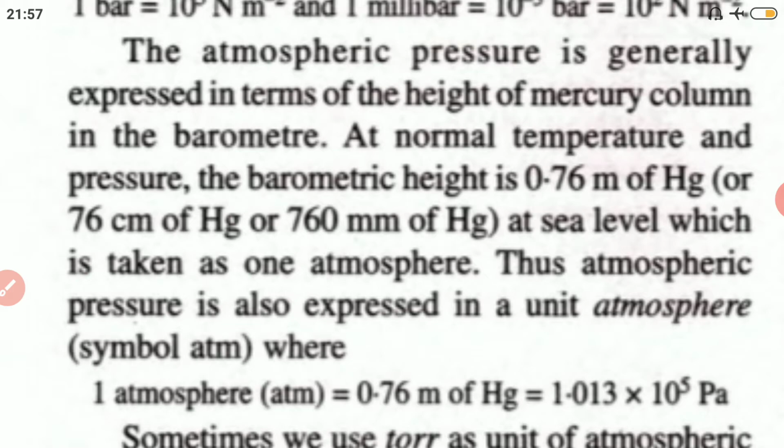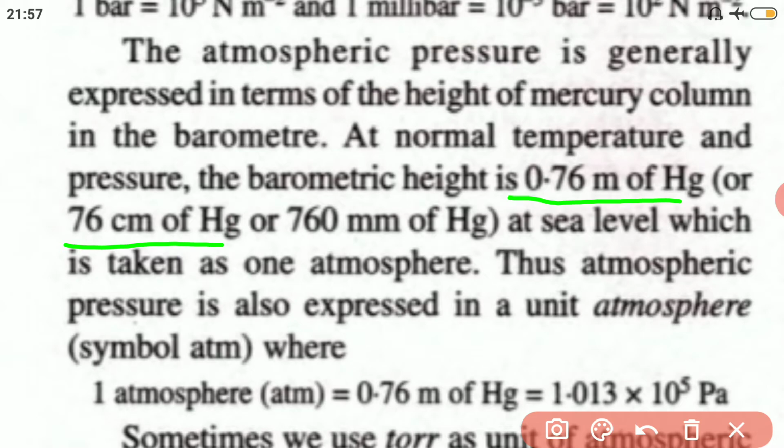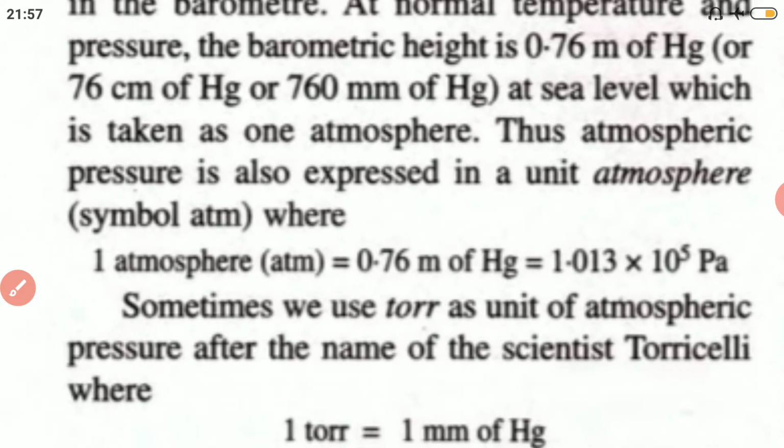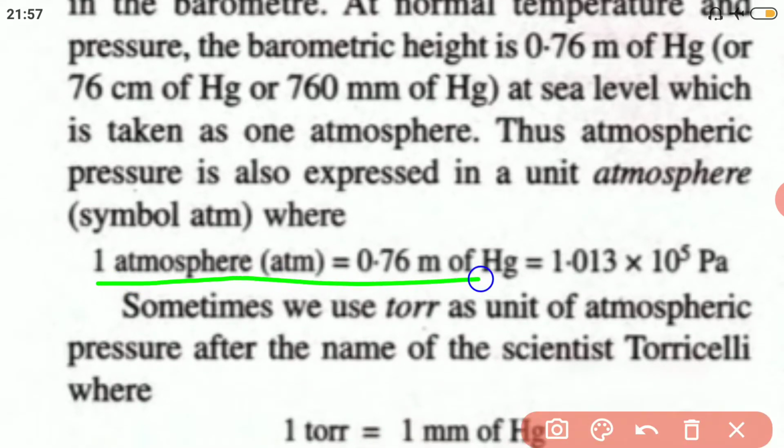At normal temperature and pressure, the barometric height is 0.76 meter of Hg, or 76 centimeter of Hg, or 760 millimeter of Hg. At sea level, which is taken as 1 atmosphere, atmospheric pressure is also expressed in the unit atmosphere, whose symbol is atm, where 1 atmosphere is equal to 0.76 meter of Hg. This is nearly 1 lakh Pascal, or to be appropriate, we can write it as 1.013 into 10 to the power 5 Pascal.